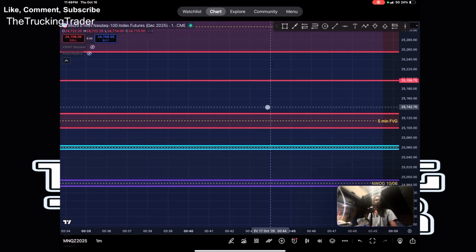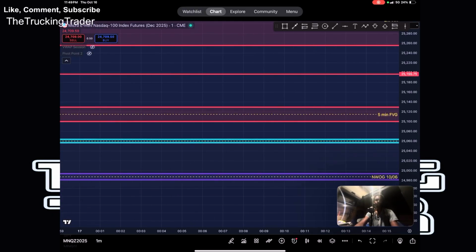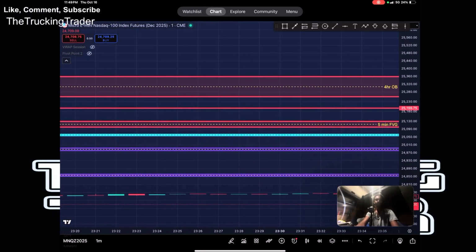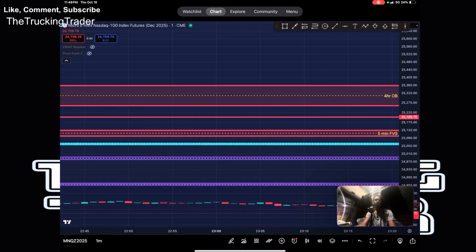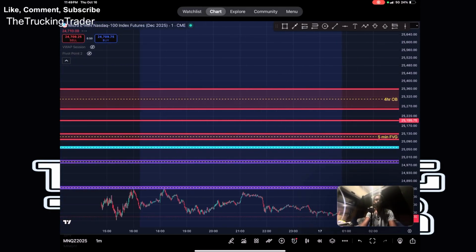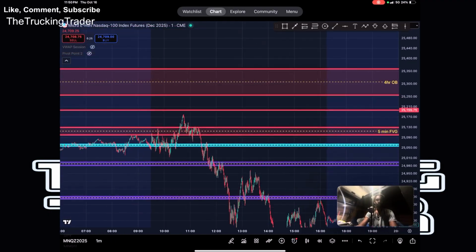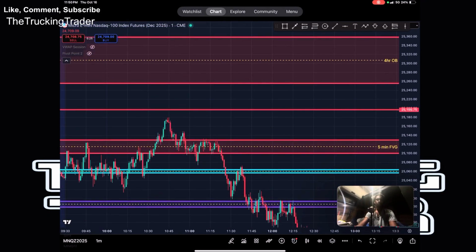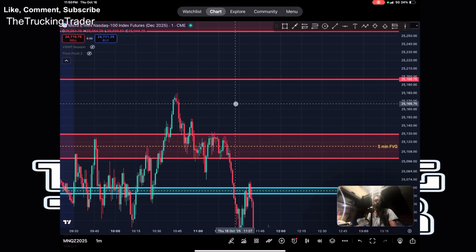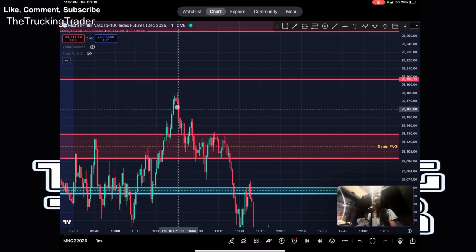So if we drop down into the 1-minute time frame, okay? What are you going to see? After we pull all the way up here, you're going to see a breakdown, right? This right here is a breakaway gap.